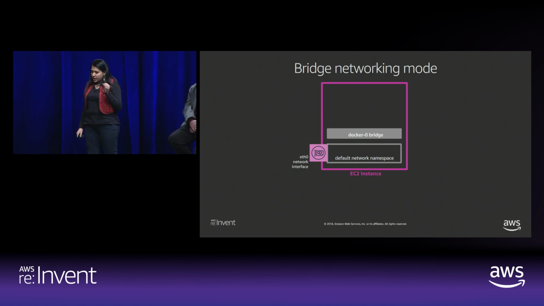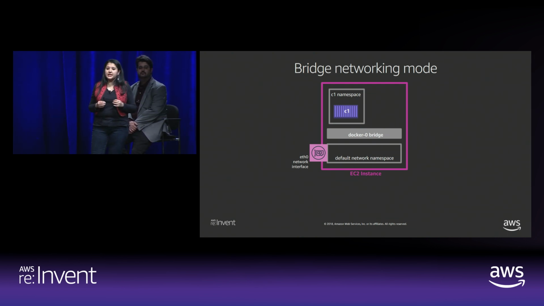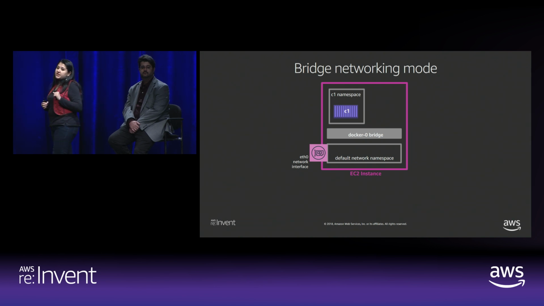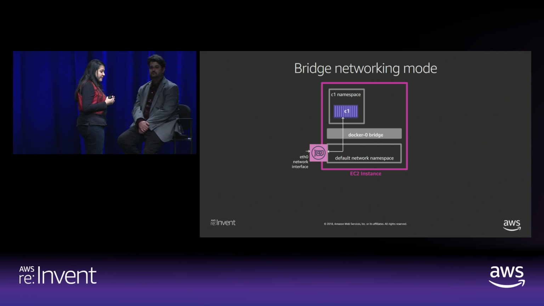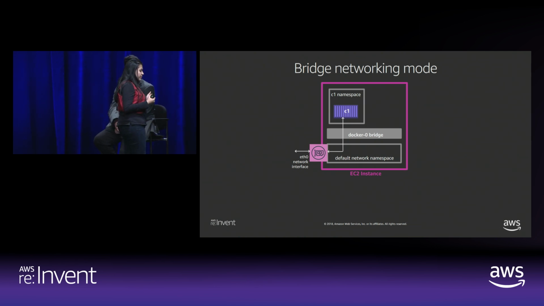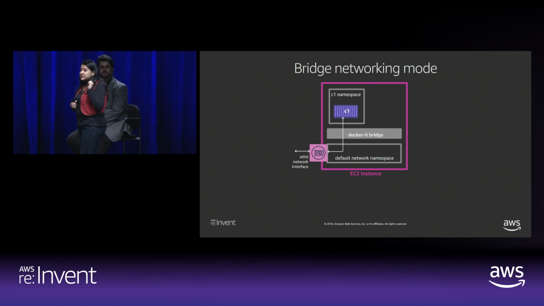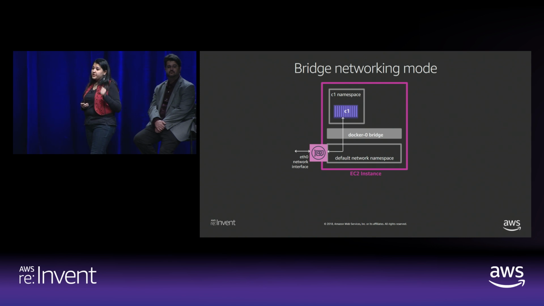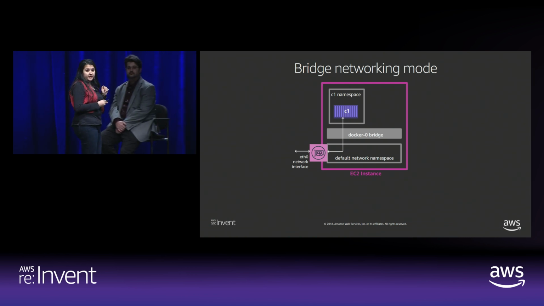And now when you launch a Docker container, what Docker does is it creates a separate isolated network namespace for this container and launches the container process within it. But any traffic, incoming or outgoing, to this container from outside of the EC2 instance must still transit through that physical eth0 interface that's attached to your host, because that's the only way to talk in and out of the EC2 instance.